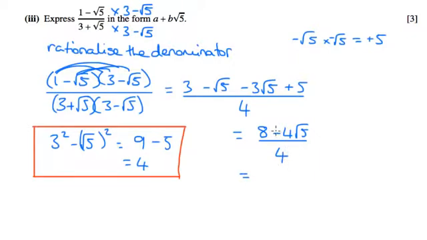This simplifies as well because these two things here have a factor of 4 in them. So if I take that factor of 4 out, we have that. And then those 4s can cancel out because we're multiplying here at the top, so they can cancel. And that will then leave us, and it's in the right form, 2 minus root 5.